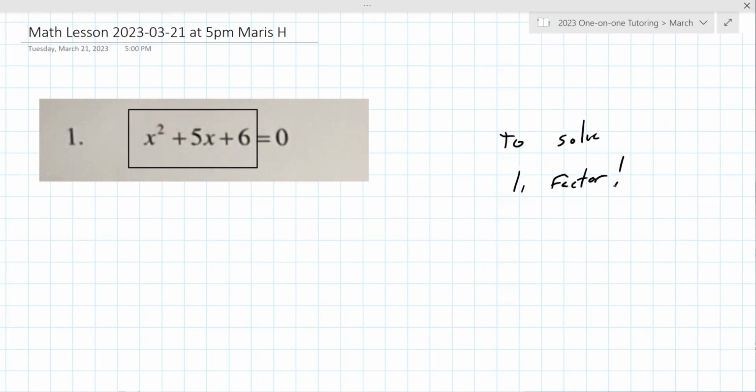Okay, so you're looking for two numbers that multiply to positive 6, but add up to positive 5. So two numbers that multiply to 6 but add to 5, what would those be? 2 and 3. So this becomes (x plus 2)(x plus 3) equals 0. Okay, so that's the first part.